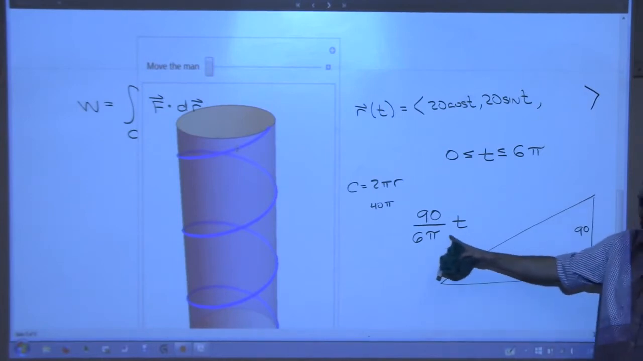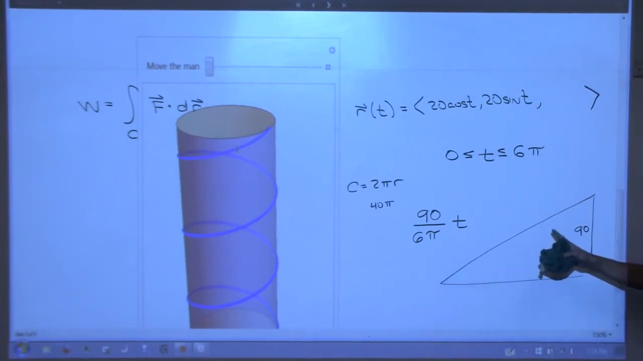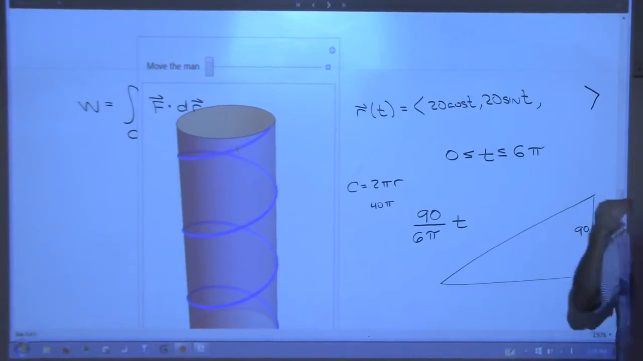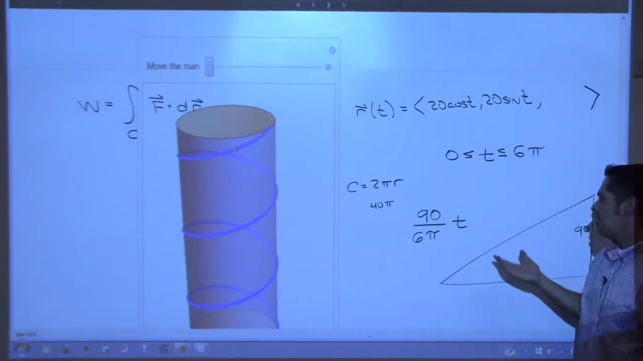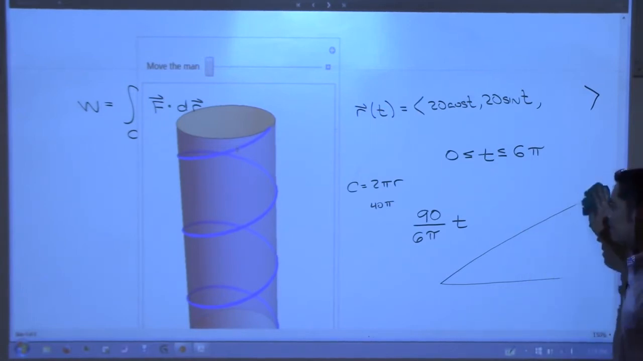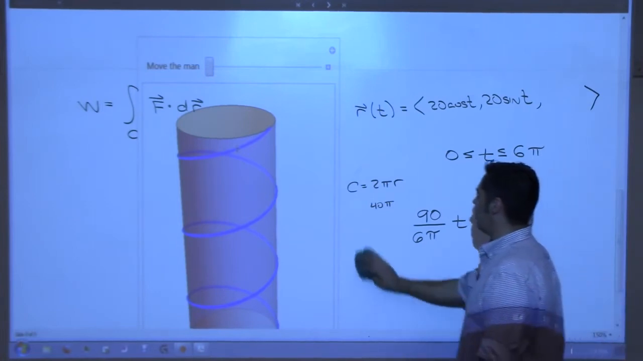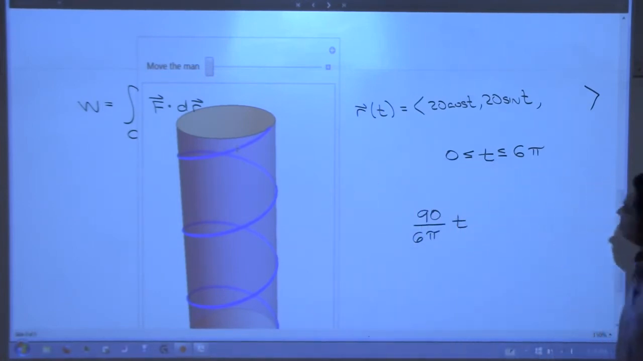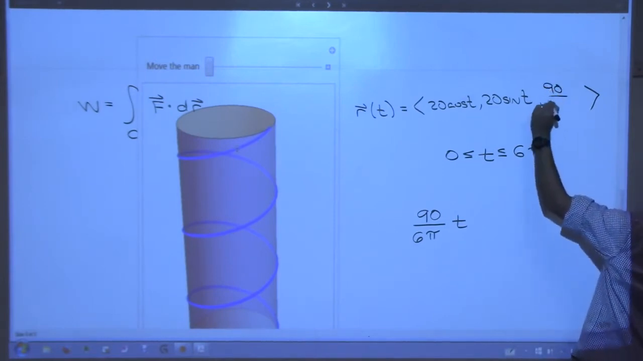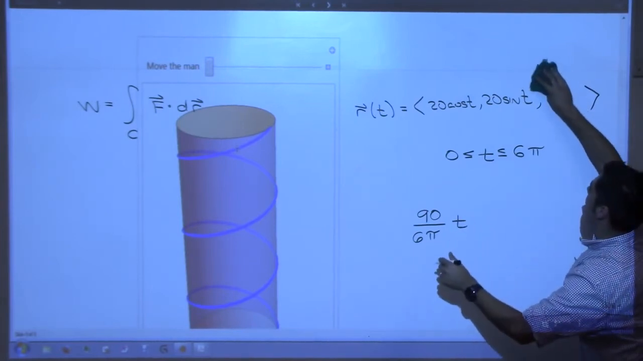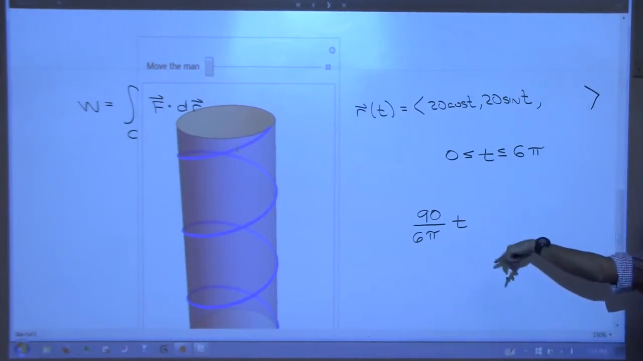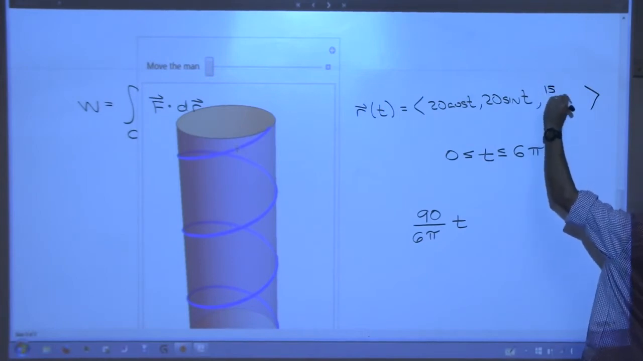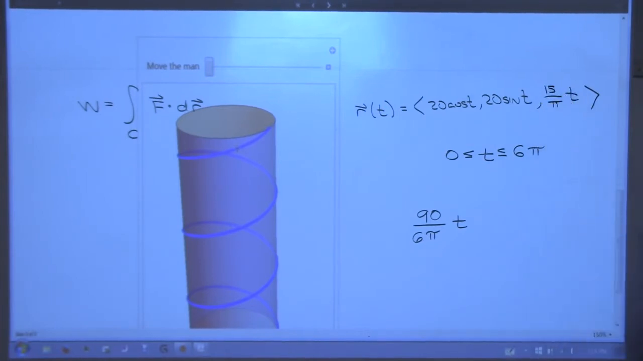I think just looking at this, most people can see the relationship. You need it to be linear because you're assuming the stairs are going up at the same rate the whole time, right? And you need it to be 90 at 6 pi and 0 at 0. So that'll work. All right, so far, is that all right? Yeah. Okay, now we'll need the derivative of this. Reduce the fraction, right? 6 goes into each of those, so 15 over pi t.